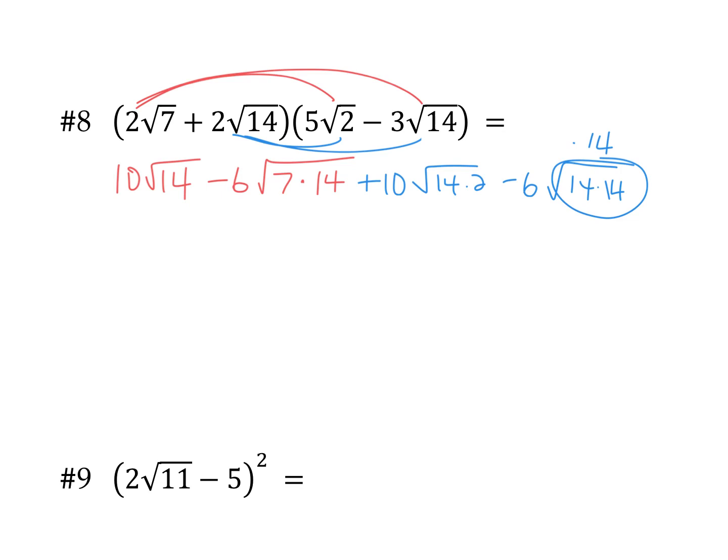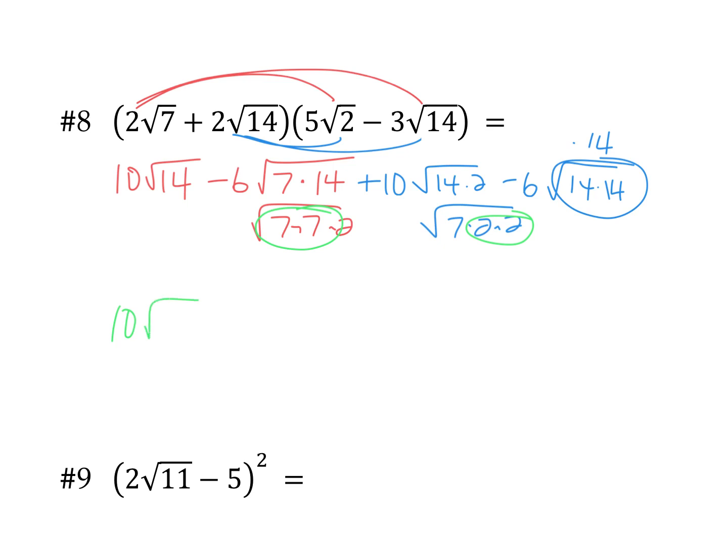So I have 10 root 14. I can't simplify that anymore. Okay, here, 7 times 14. The reason I left it as 7 times 14, if you want to do this, I can make that 7 times 7 times 2. So now I'd see that I have a pair of 7s here. Okay, and in that next one, I have square root of 14, which is 7 times 2 times 2. And so I can see a pair of 2's there when I go to simplify these.